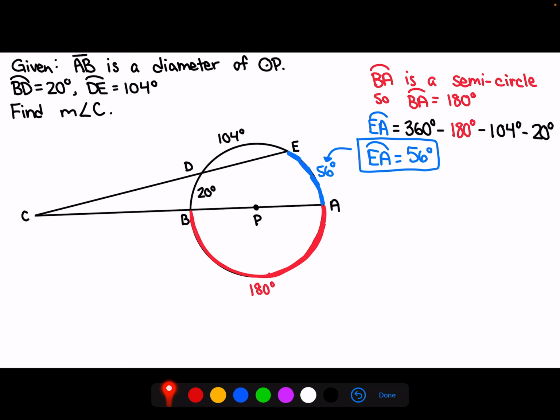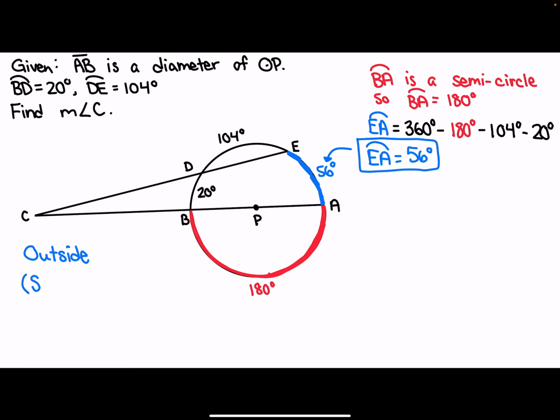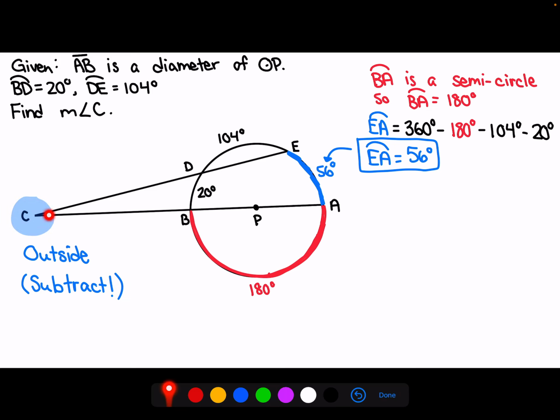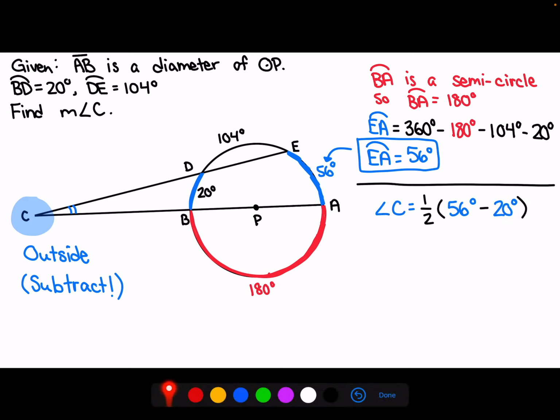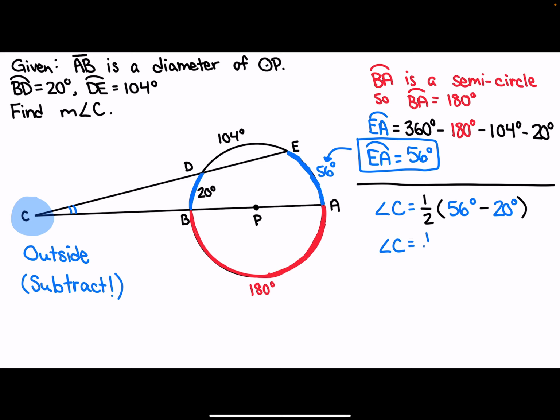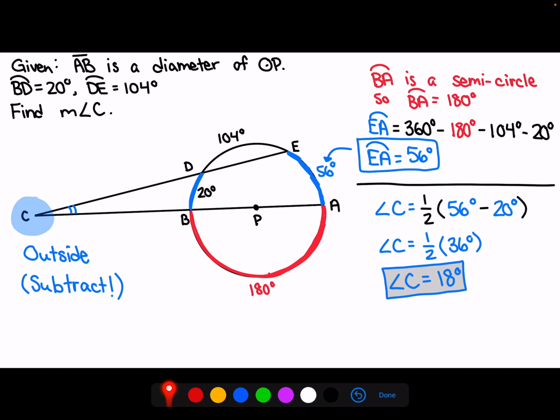Now that we have EA, we can actually solve for angle C. Again, angle C is outside. Outside means subtract. So therefore, angle C is equal to 1/2 of 56 minus 20 degrees. Well, 56 minus 20 will just leave us with 36. Half of 36 is 18. So angle C is 18 degrees over here.